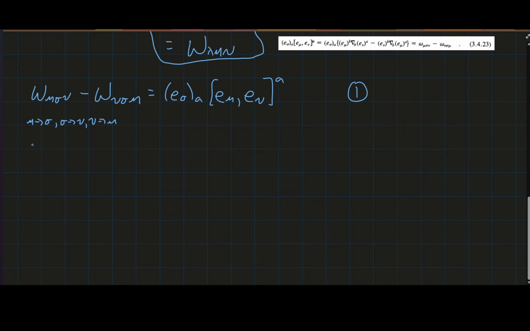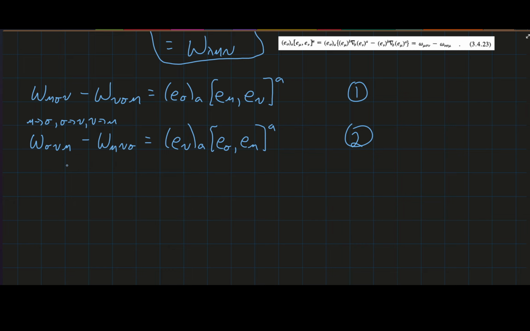So this is going to look like omega. Again, the mu goes to sigma, the sigma goes to nu, nu goes to mu: omega sigma nu mu, and then minus omega, now it's going to be mu nu sigma, equals E nu A E sigma E mu A up here. So we're going to call this equation 2, and again, all I'm doing is rewriting the indices with this rule that we've defined up here.